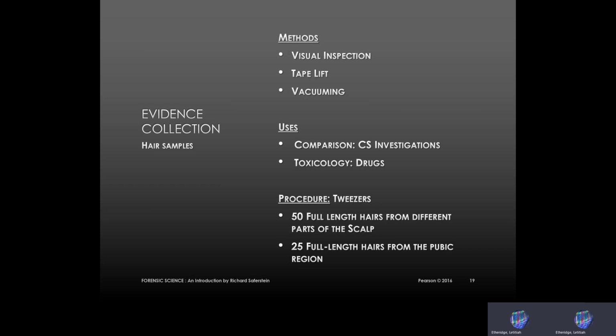And then the other two, you're going to be using them to compare, do some CSI investigations, and toxicology is a big one. So drugs will stay in your hair for a very, very long time. So that's why a lot of companies are now doing hair tests for things like marijuana and cocaine to see if you're using drugs. And then in terms of procedure, you're going to pick them with tweezers, and you're going to have to pull 50 full-length hairs from different parts of the scalp. And then you'll also have to pull 25 full-length hairs from the pubic regions.